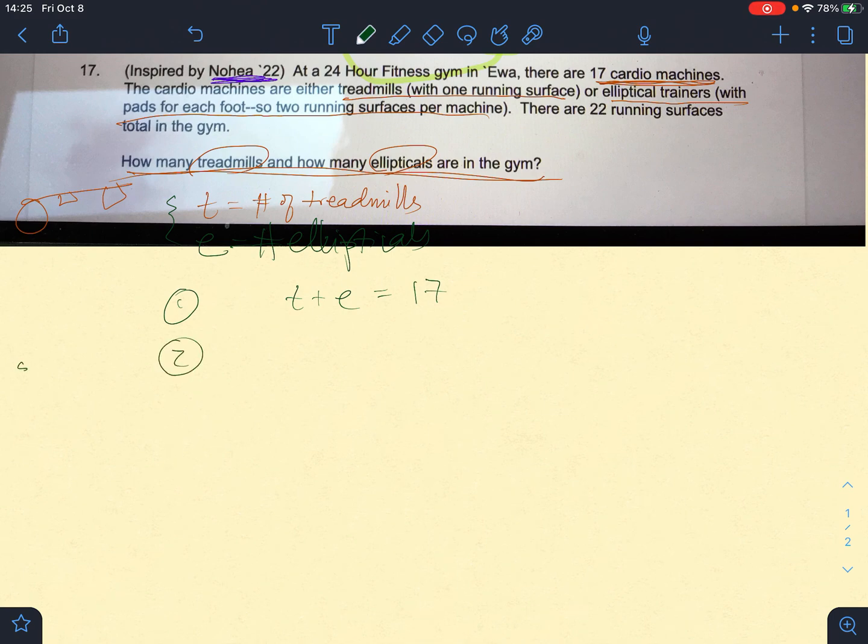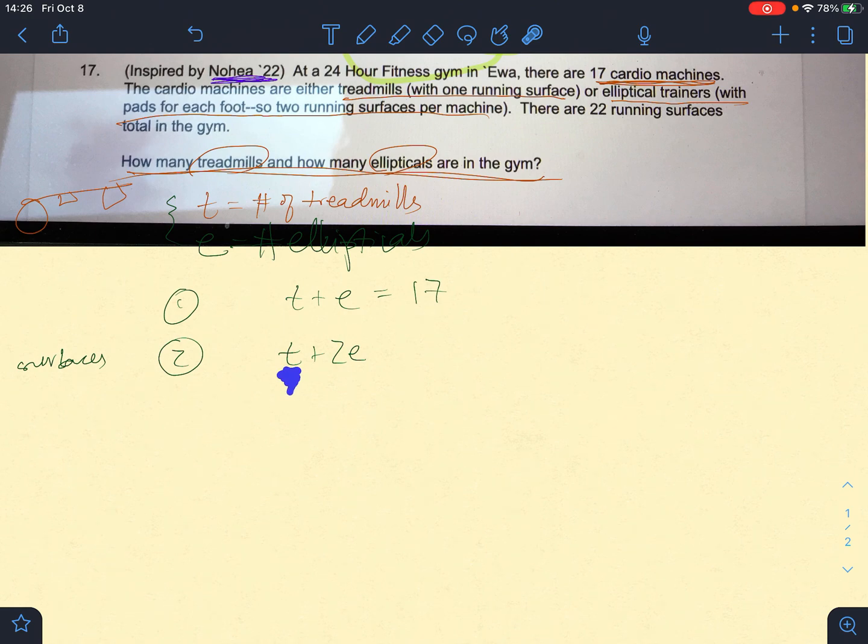Now, the second equation has to do with surfaces. A treadmill has 1 surface, so we're going to have 1T. But an elliptical has 2 surfaces, so we have 2E. Let me pause there and explain what this means. E is the number of elliptical machines. If we had one machine, there are 2 pedals. If there are 2 elliptical machines, there are 4 pedals. If there are 3 ellipticals, there are 6 pedals. That makes sense, left and right. If there are 4 ellipticals, there are 8 pedals, 8 surfaces. That's why we needed to multiply the number of ellipticals by 2 to determine how many surfaces there are.